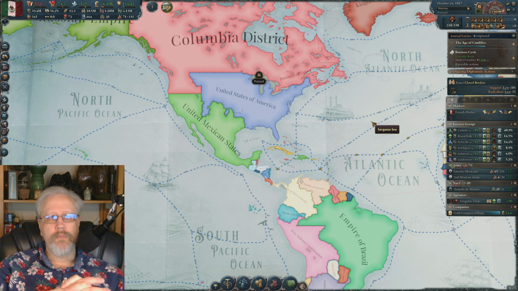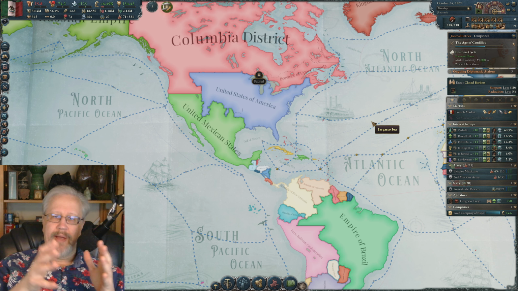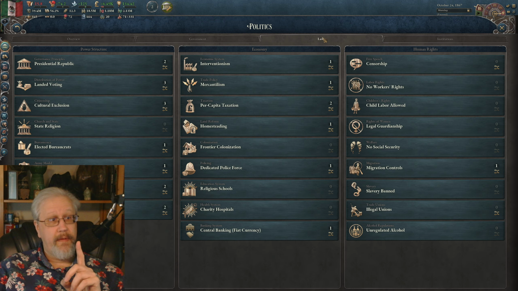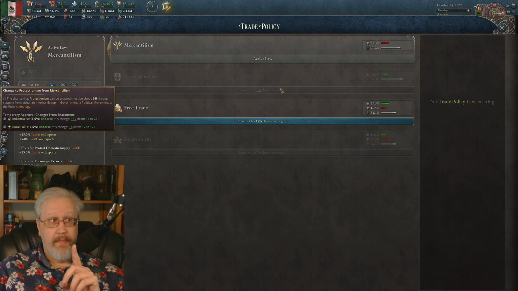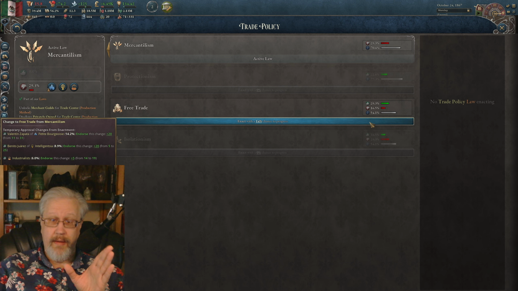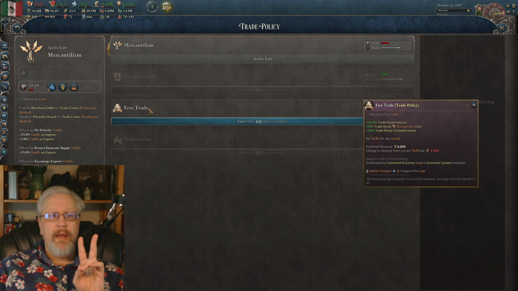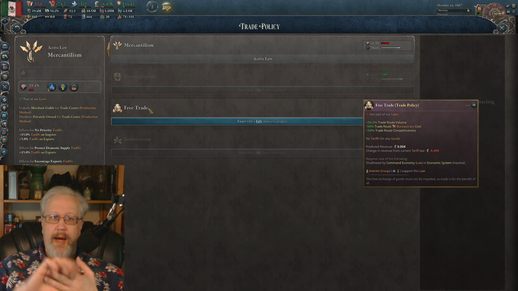But the other things that are going to happen will be that everything that we kind of soaked up extra from the French market, we're no longer going to soak that up. We'll need to make an actual trade treaty with them. But to that end, we also want to make sure we have free trade. And I believe, if I click on laws, we are on mercantilism. We need to go to free trade because, one, we got some guys in our government that like it. Two, we're going to get higher trade route volume and higher trade route competitiveness.